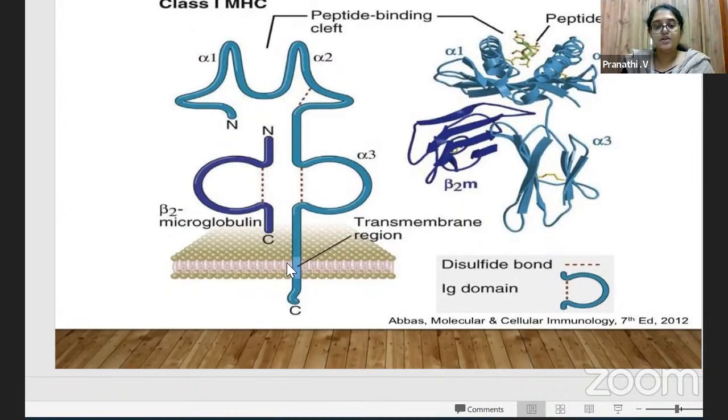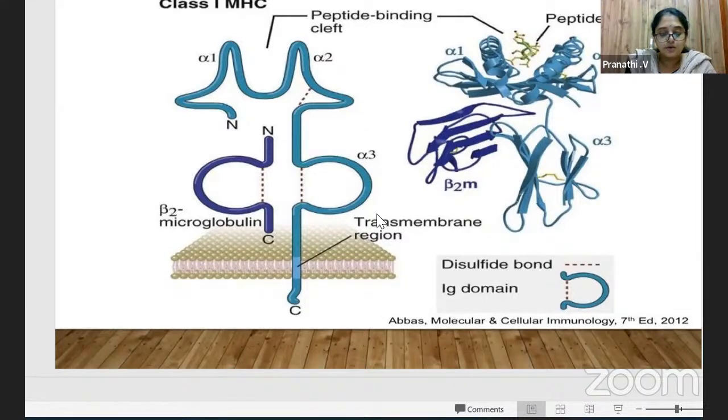So over here also, they are expressed on all the nucleated cells, like I told you. And then the chain is encoded by the MHC genes. 3 globular domains, that is alpha 1, alpha 2, alpha 3 are present, and the alpha 3 domain is non-covalently associated with the beta 2 microglobulin. The beta 2 microglobulin is encoded by a gene which is present on another chromosome. So they are all again members of the Ig superfamily only.